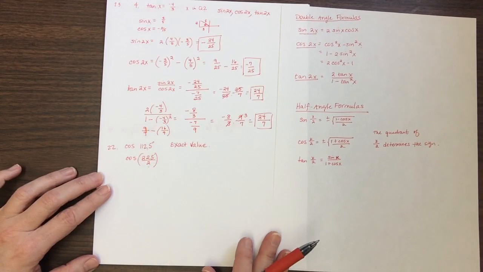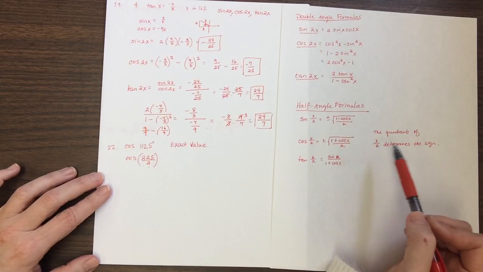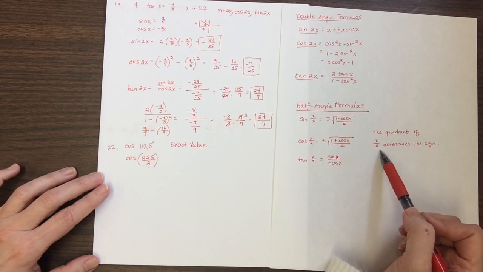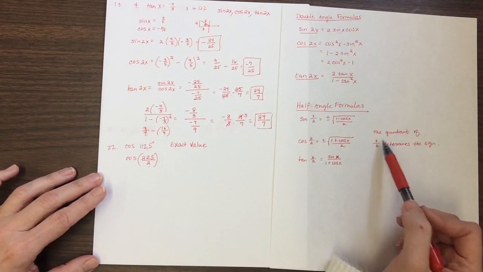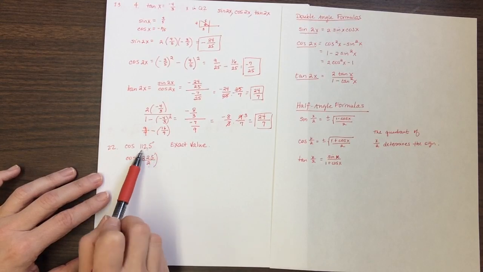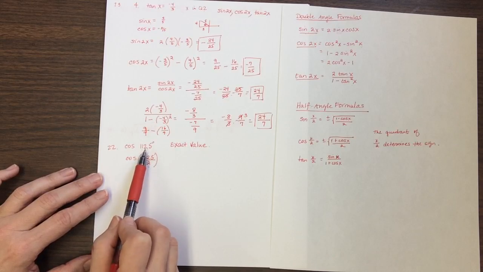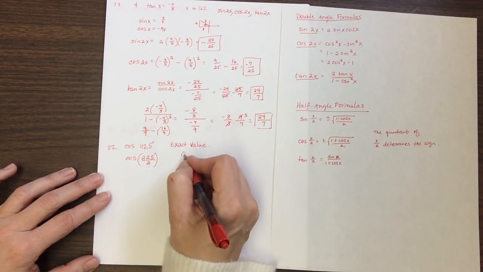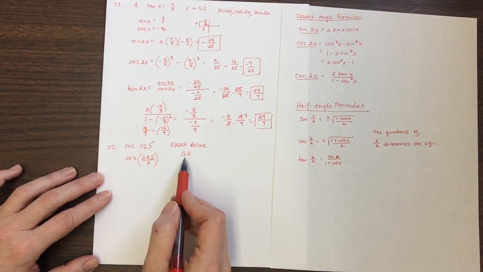My half angle formulas are all right here, and notice that the quadrant of the angle over 2, the half angle, determines the sign. So if I'm looking at 225 divided by 2, what quadrant is that in? Well, that's in quadrant 2, and cosine in quadrant 2 is negative.